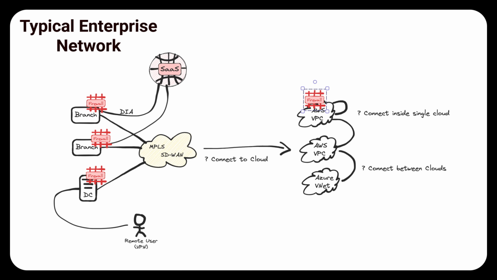Third challenge is around security. Where do we deploy our security controls like firewalls? Do we deploy them in every VPC and VNet? Do we make use of a hub-and-spoke architecture with security VPCs and VNets as hubs?